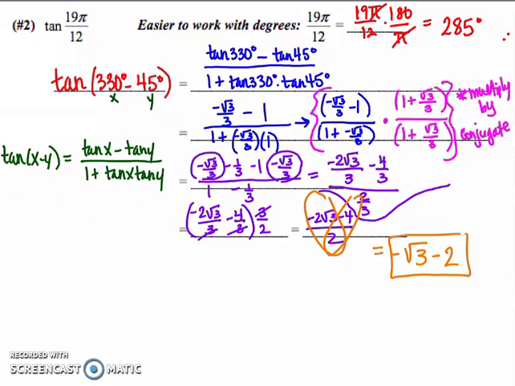Whew, that was a lot of work, my friends. Very messy. The tangent examples are always very messy.